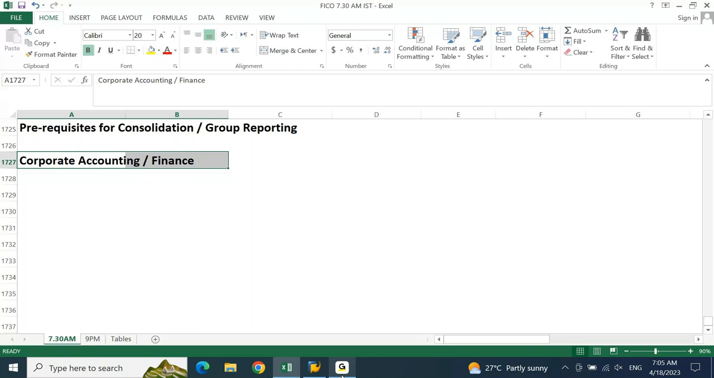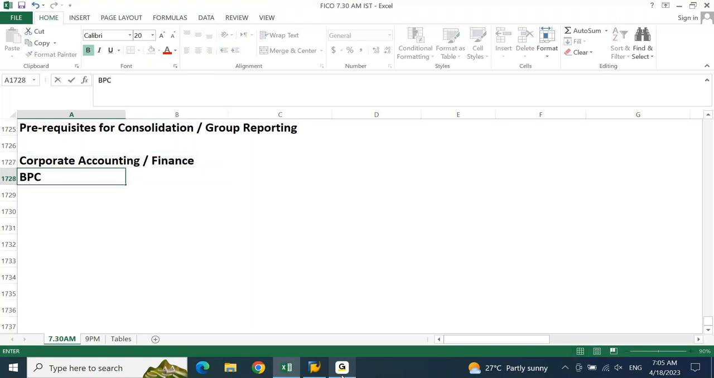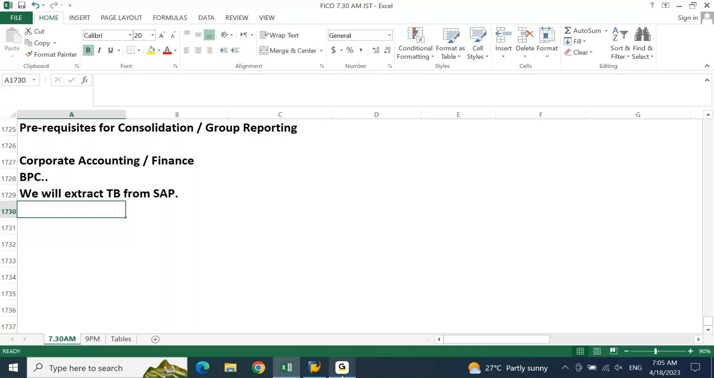For consolidation reporting, for group reporting, we will not be using SAP, we will be using BPC. Nowadays, we are also using SAC, SAP Analytics Cloud. So now let's talk only about BPC. You will be using BPC. Now in BPC, what we are going to do, we will extract TB from SAP. We'll get the trial balance from SAP.